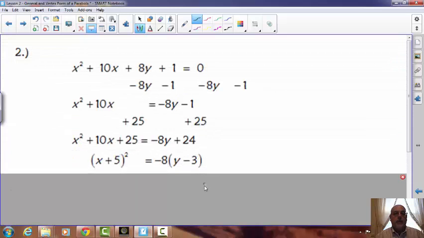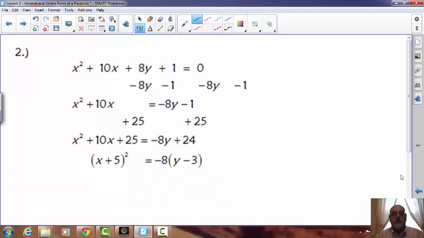There we go. So you look at the term on the left, the perfect square trinomial. It's x plus 5 squared equals, and we're going to factor negative 8. Whatever term is in front of the variable on this side, you have to factor out. So we factor out a negative 8.